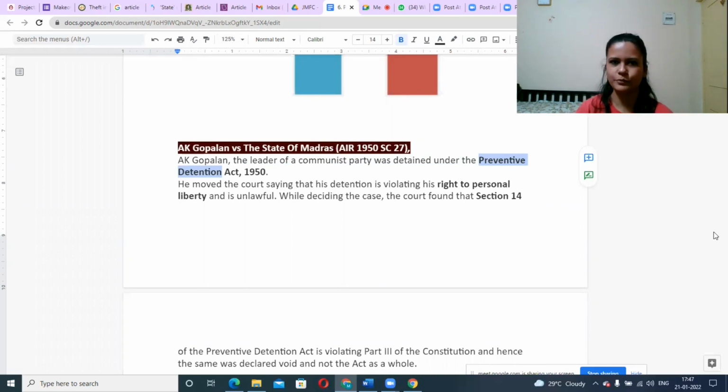Anyone aware of it? Preventive detention law? What is detention, by the way?